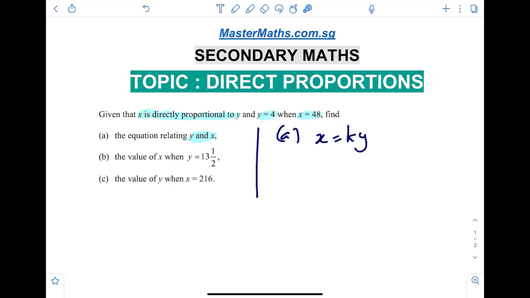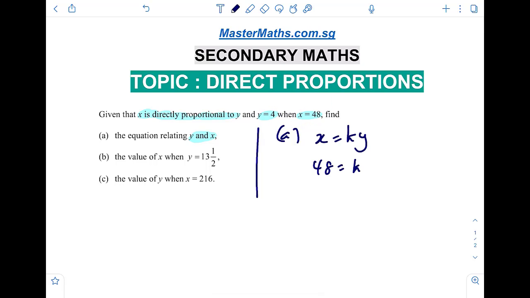Okay, since they've mentioned x is directly proportional to y, x first, we've got to write x first. Usually, they will put y first and then the other term later, but in this case, it's reversed. So it's okay, we'll just follow the sequence. Y is 4, x is 48. So that's the pair that we have.